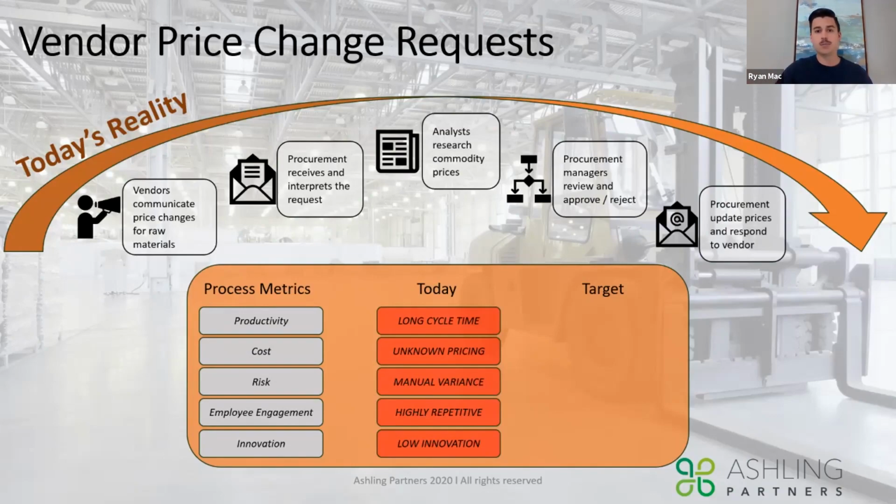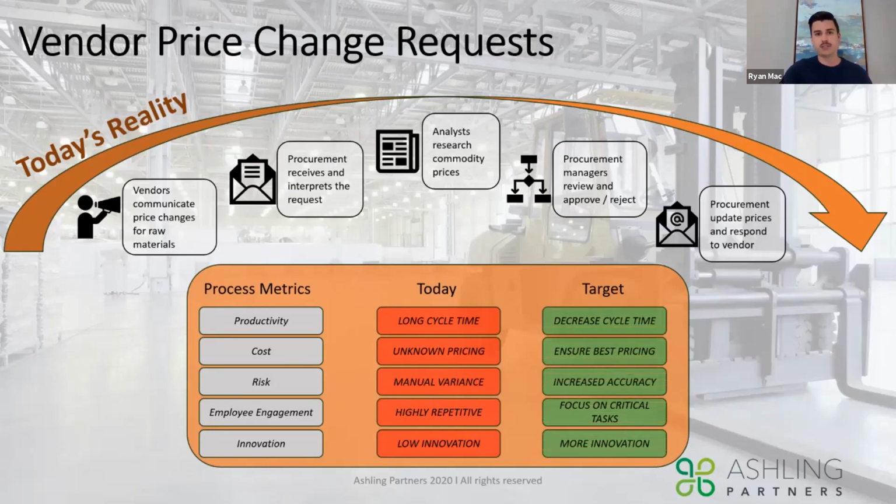This is highly repetitive, so it is a very rules-based process, which is good for us in an automation sense. And the current process obviously is not very innovative. There's a lot of human-to-human manual handoff. So where we're trying to get is really the inverse of each of those metrics.